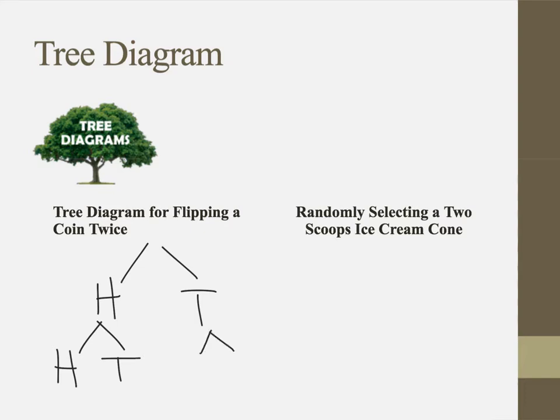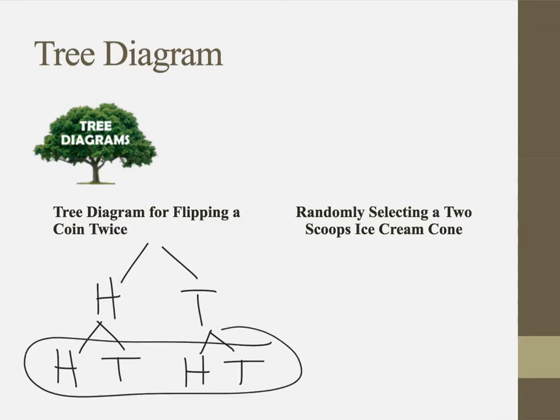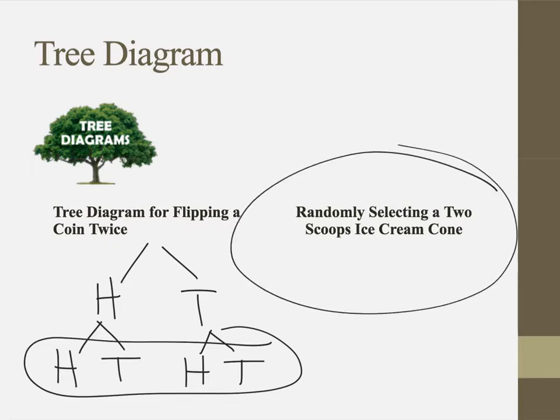And if I flip tails on the other one, now yeah, Aiden, you're right. Aiden's excited. He's thinking ahead. There are a total of 4 possible outcomes. You can go heads then heads, heads then tails, tails then heads, tails then tails. And the same concept applies for randomly selecting a 2-scoop cone of ice cream.